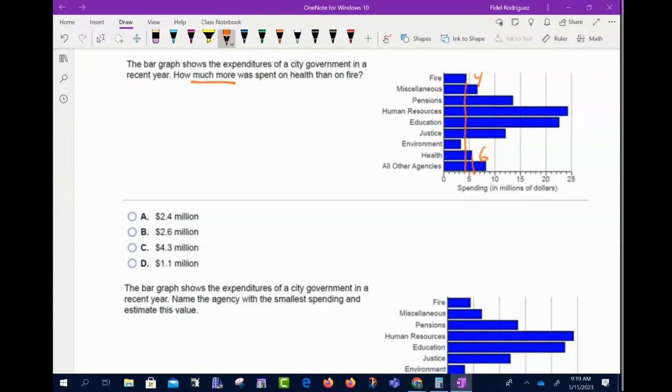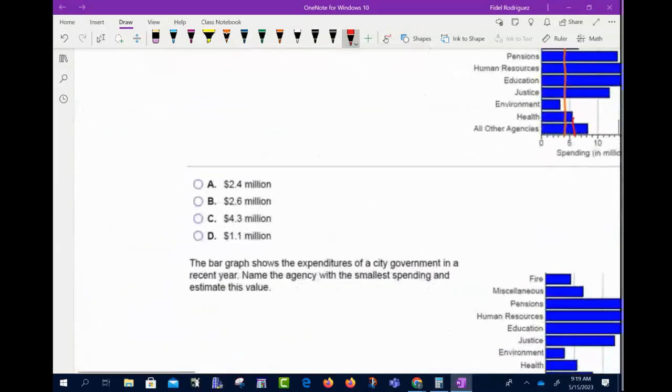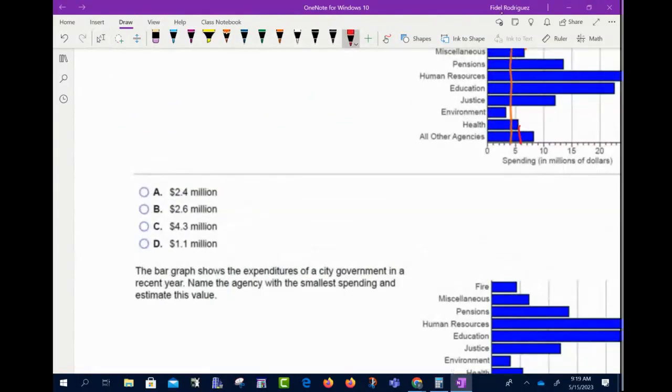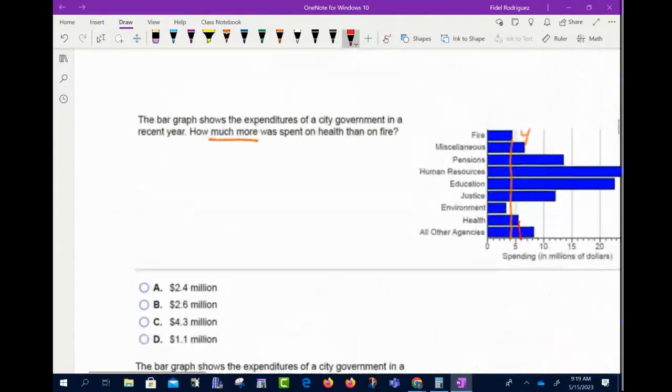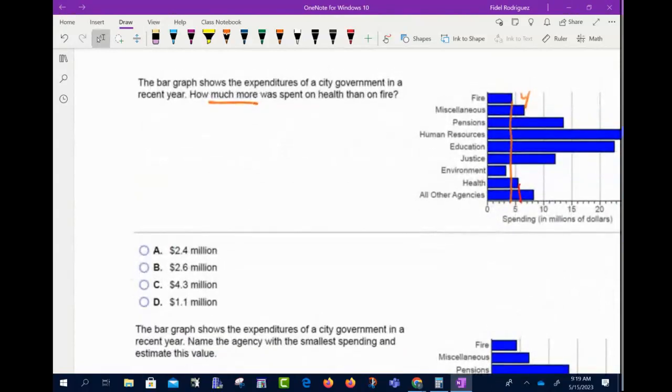So how much more is 6 than 4? 2, right? So look, we got a couple of choices here. We got 2.4, we got 2.6. Okay, so I'm going to try to guess the best that I can. I might have to zoom back in. Let's see. That seems there, yeah. I'm going to pick one of those two, y'all. Again, I'm going to be real honest with you here. I think it's D because it's closer to the 5 than the health. 5 is closer to health.